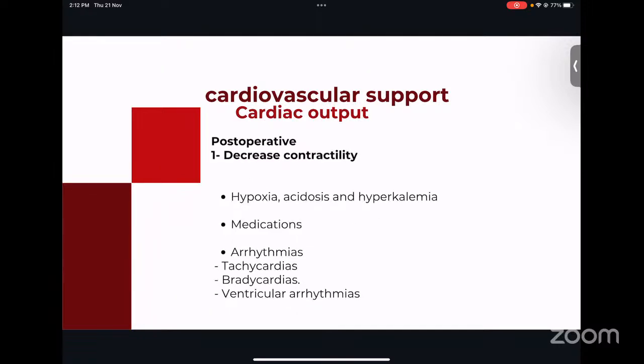The post-operative causes include decreased contractility, which includes hypoxia, hypercapnia, acidosis, and hyperkalemia. Drugs or medications include propofol, amiodarone, and beta blockers. Arrhythmias include tachycardia, bradycardia, and ventricular arrhythmias such as ventricular tachycardia or ventricular fibrillation.